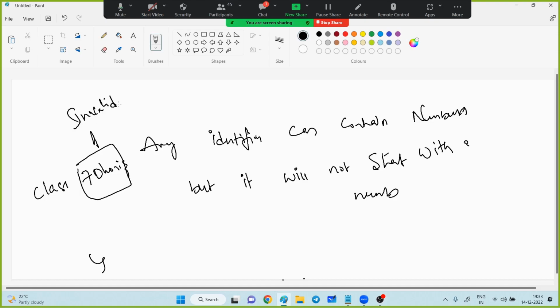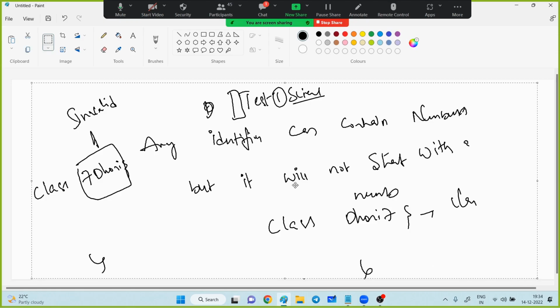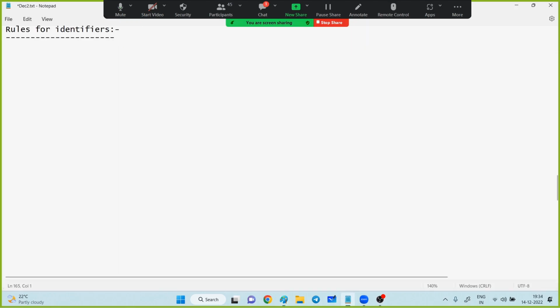Suppose you have written here class Dhoni 7. This is a valid class name. You can have it like this also. Suppose test 1 science. You can have 1 in between, and after that you can have characters also. But at the start, you are not allowed to write numbers. This is the first rule you have to remember whenever you are declaring an identifier.